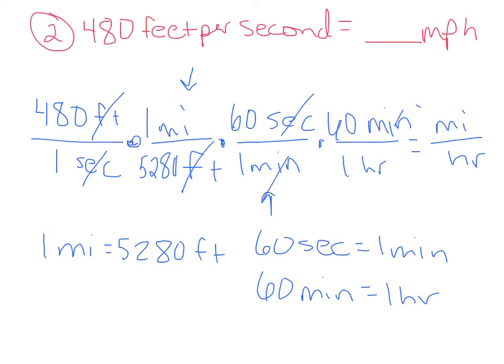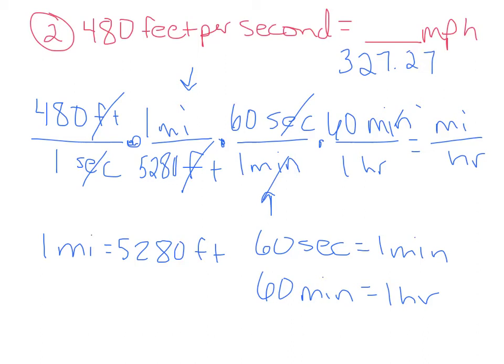So I have 480 times 1 times 60 times 60, divided by 1, divided by 5,280, divided by 1, divided by 1. Okay, so if you go through and actually calculate that, you would be going, I'll put it up here, 327.27 miles per hour. Okay, so that's taking double conversions all the way through.